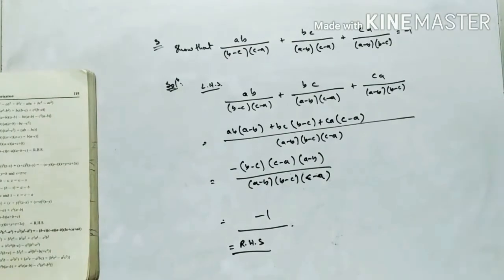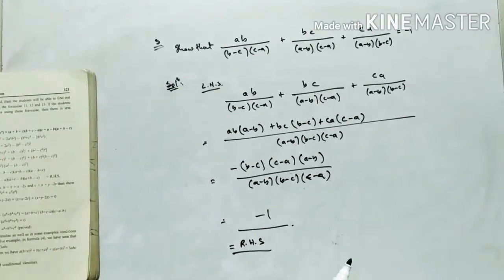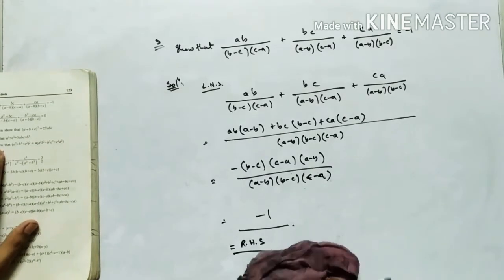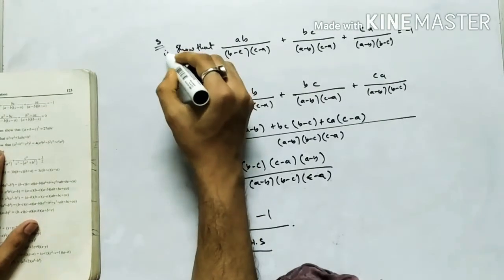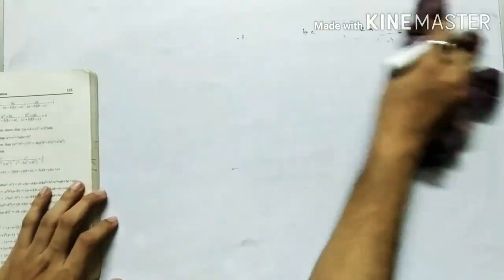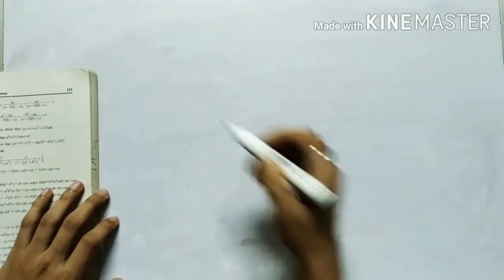Now next, type 3 number 2. Type 3 number 2 I will not do now. If you can, you do it by yourself. I will go to type 4.